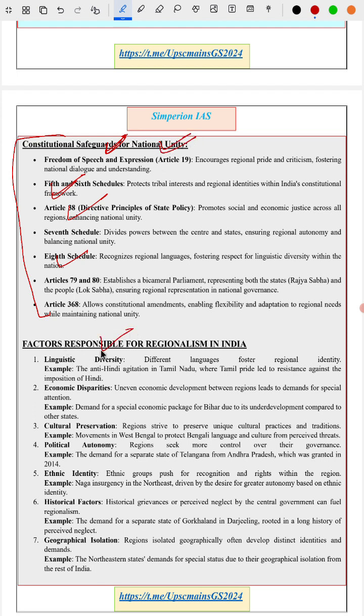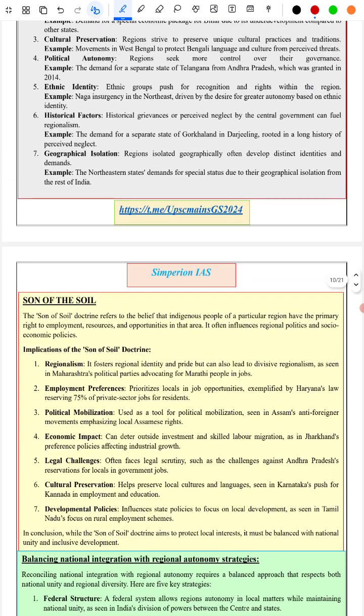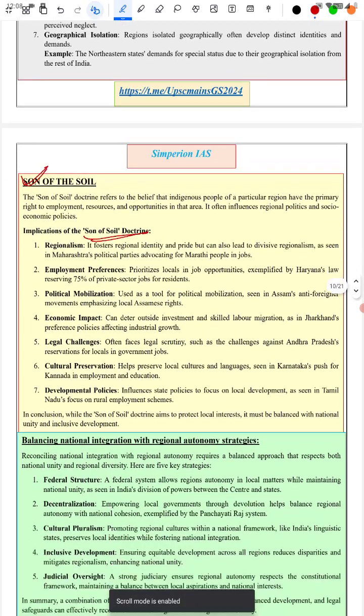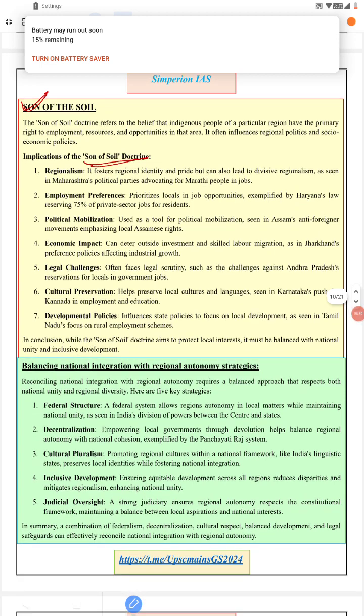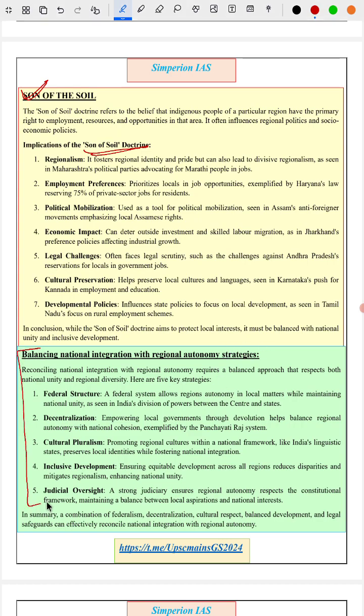Next, factors responsible for regionalism in India. What are the factors responsible? We have covered all the points along with very specific examples. Next, we have covered the son of the soil movement, and the implications of the son of the soil doctrine as well. Next, we have covered how to balance national integration with regional autonomy. What strategies can be adopted to balance national unity and also regional autonomy, or accommodating regional feelings? We have covered that as well.